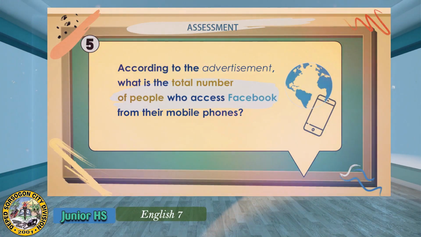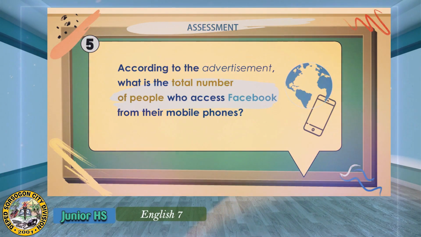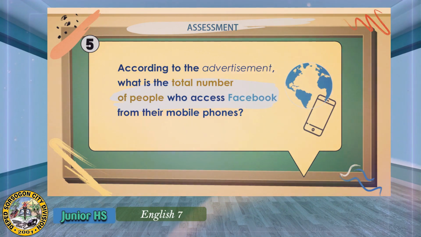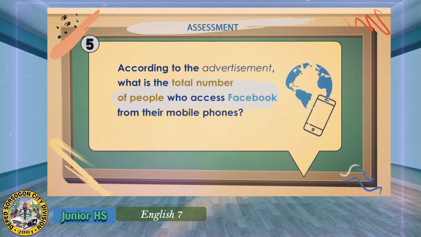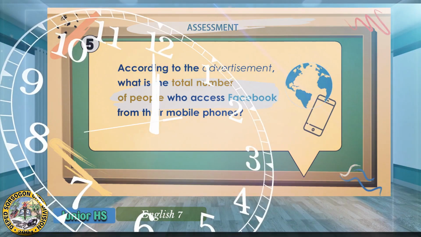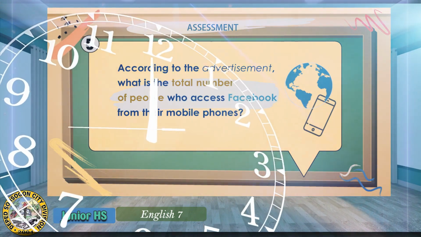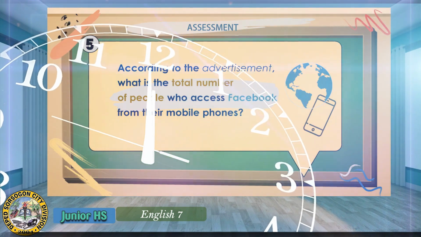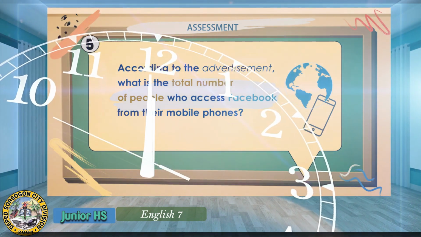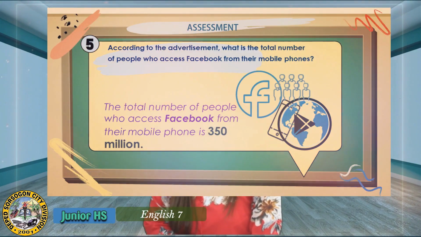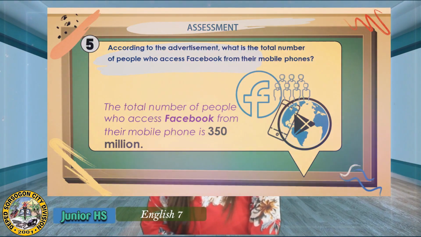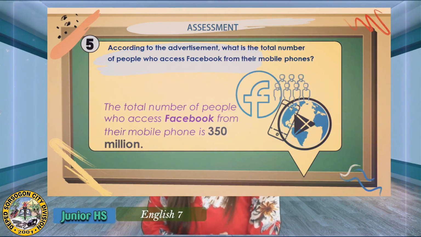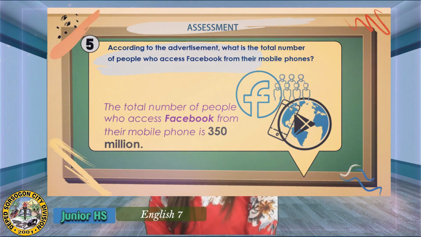For number 5, according to the advertisement, what is the total number of people who access Facebook from their mobile phones? Great! The total number of people who access Facebook from their mobile phone is 350 million.